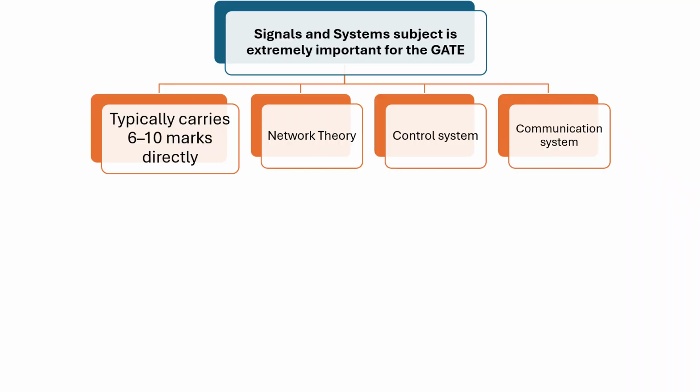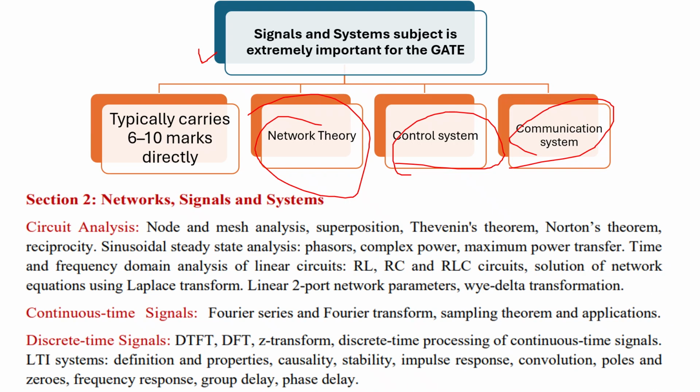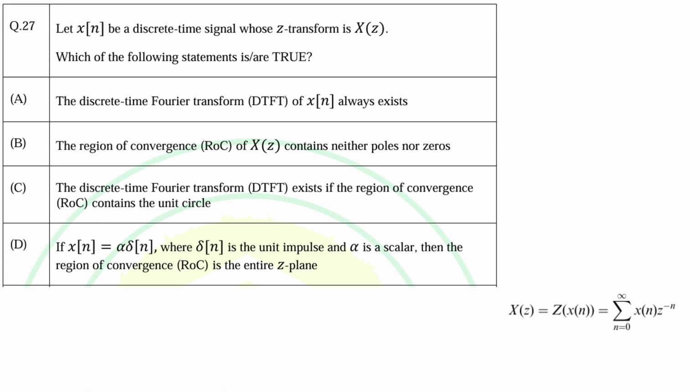This course is very important for GATE, definitely, not only for signals and systems, but if you are aware of the signal processing course, you can also solve questions related to network theorems, control systems, and communication systems. Here is the course for network, signals and systems. Here you can check the parts: continuous time signal and discrete time signal. These are very important topics. Okay, let's take the question.